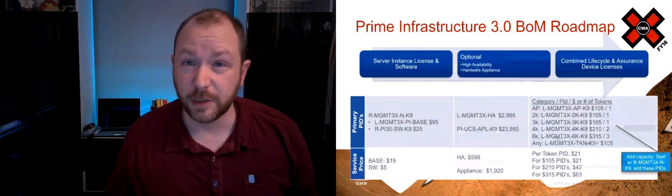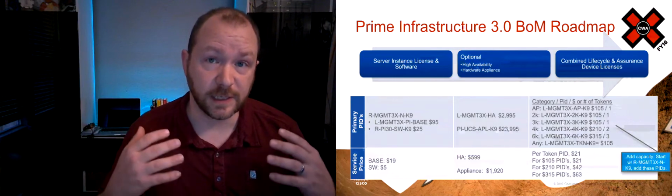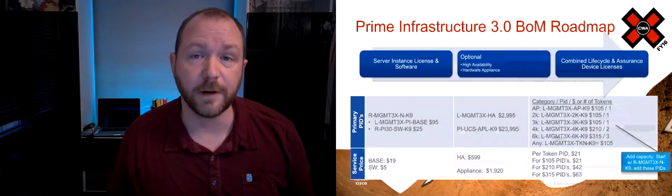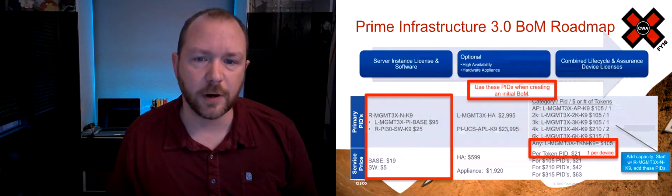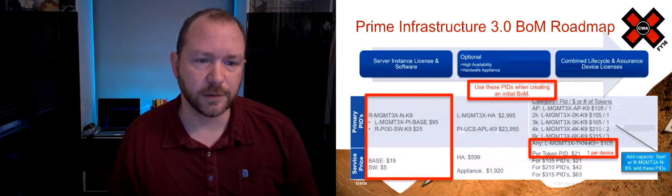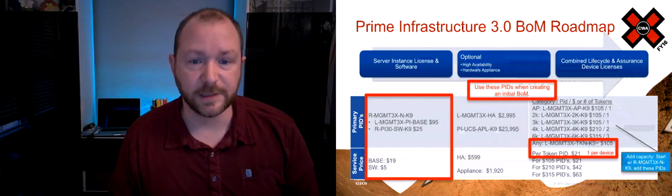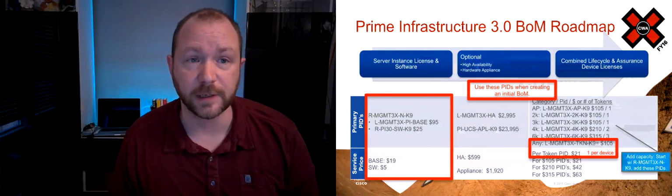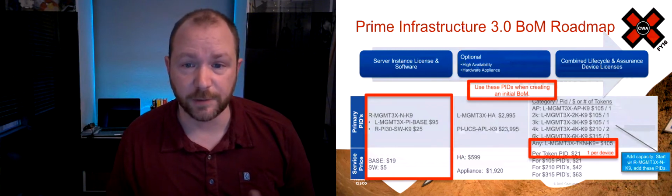If I'm building out a new bill of materials for a customer that would like to see just simply how much Prime Infrastructure might cost to deploy in their environment, I use these part numbers. So I start with the part numbers on the left-hand side. These are the minimal instances. Unless the customer specifically asks for a hardware appliance, I assume that we're going with a virtual appliance.